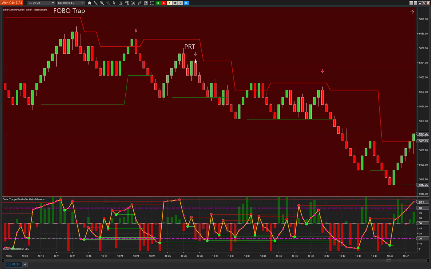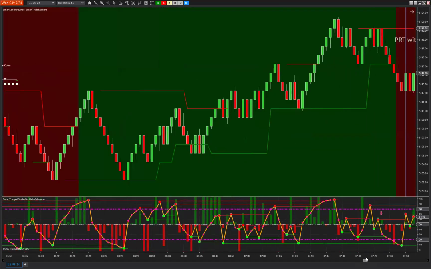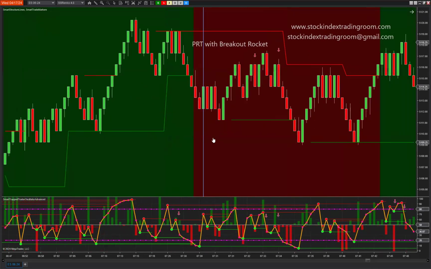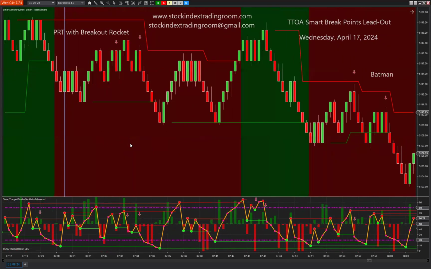Now, these patterns are repeating days, weeks, months, and years into the future. So if you're going to trade more than just a day or two, you might want to learn some things that repeat. That's just a study I was doing with our Smart Trade Marker software. So anyway, this is Smart Breakpoint lead out from Wednesday, and we just showed you how these patterns repeat over and over every day, and how our members take advantage of order flow breakout that leads price down and up.